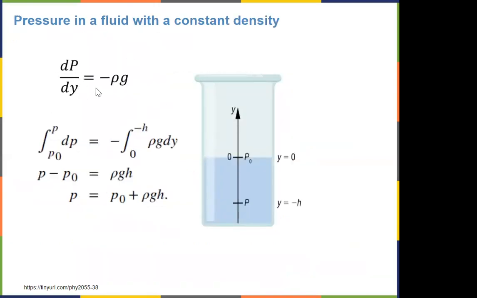From this, you can revisit what we learned a couple of slides back. You can integrate this from P0 to P, and from 0 to minus H. So you're going from the surface at the top, down into the liquid in the y direction. Then you arrive at the same expression: P at any particular point down here is equal to P0 at the top plus rho g H. So basically it is the same equation.